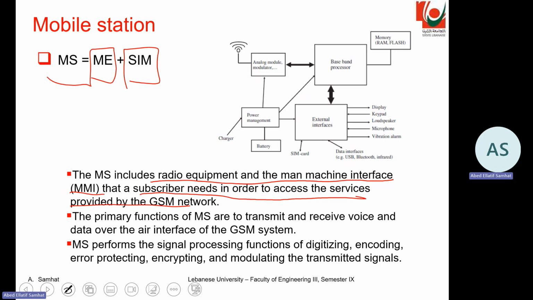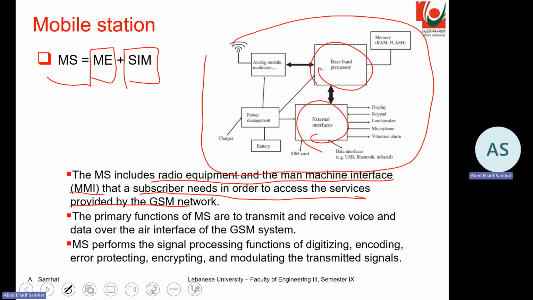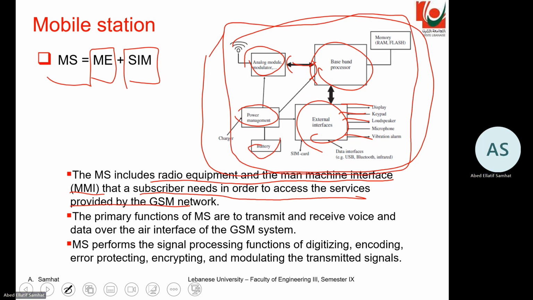Okay, so that's why we have the mobile equipment. Here is the mobile equipment. What we have is a kind of processor. We have different interfaces, for example screen, keypad, microphone, alarm, and so on. And we have the radio equipment, which is the modulator, and we have the power management, we have the battery. So those are the different components of the mobile equipment, and we should insert the SIM card in order to have the mobile station. Remember that the SIM card is an important part in order to be recognized by the network.